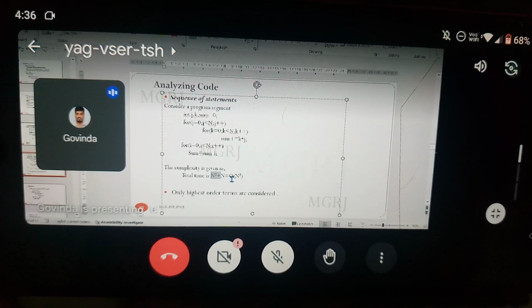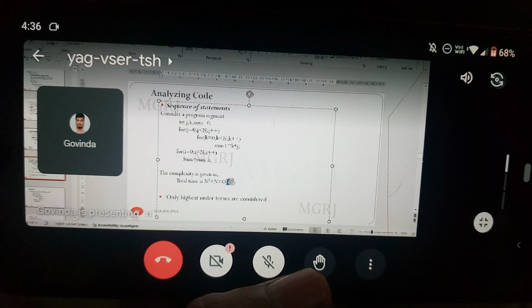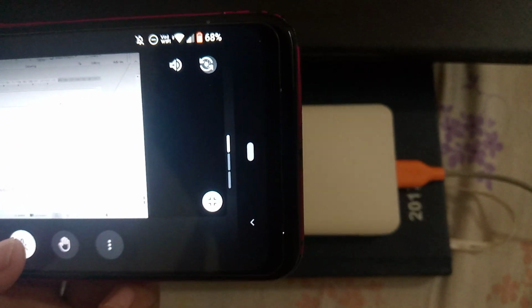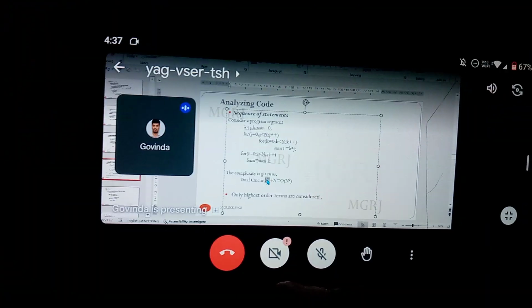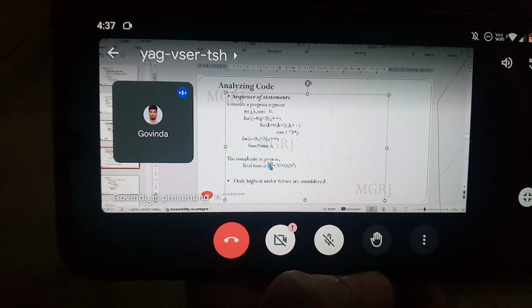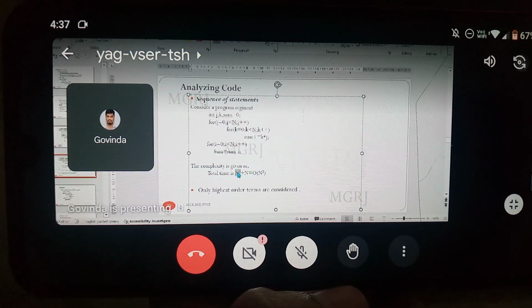We have to consider higher order terms only, right? So n square is there. A certain part of the program is varying in the square sense, and the remaining part of the code is varying in the linear sense. To say how complex my code is, which one will I consider? Linear sense or square sense? Square. Square, yes. I should consider higher order terms.